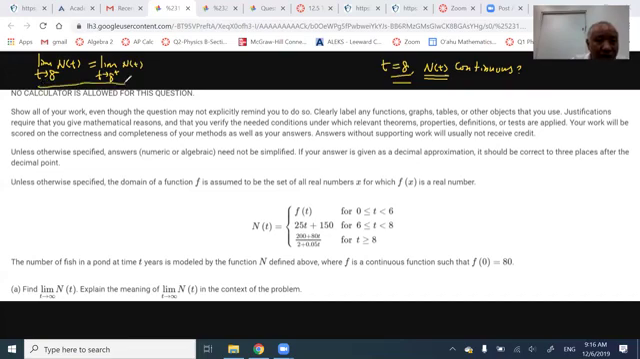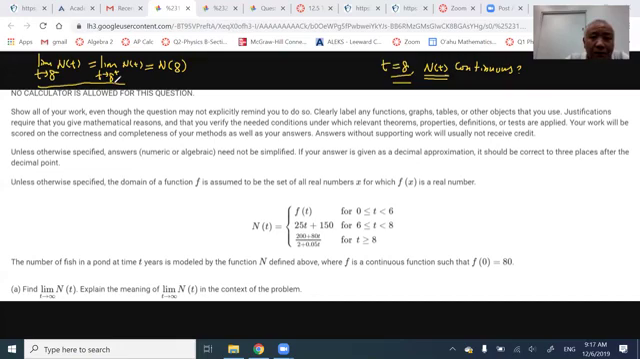This part means the limit exists: only if the left limit and right limit are equal. That's the limit. But that must also equal N(8), as Anna said. We need to make the limit equal the value of the function. They're equal. Is that clear?